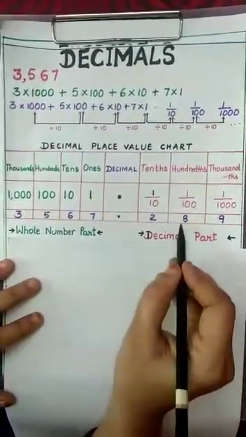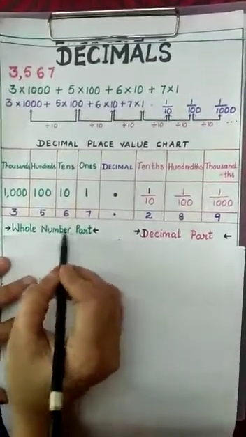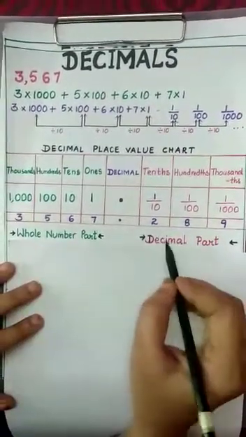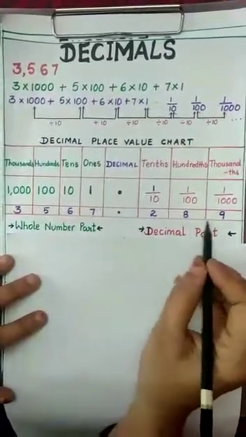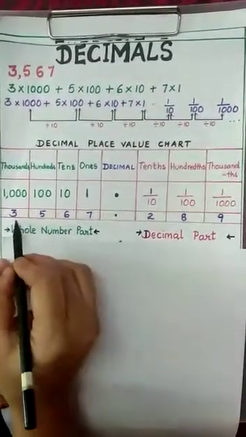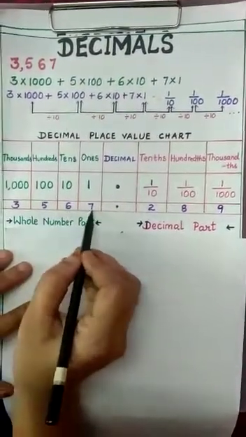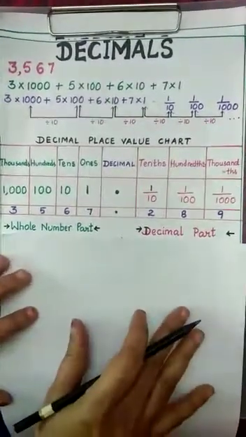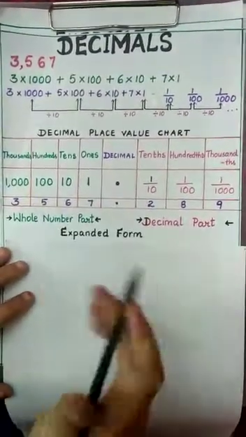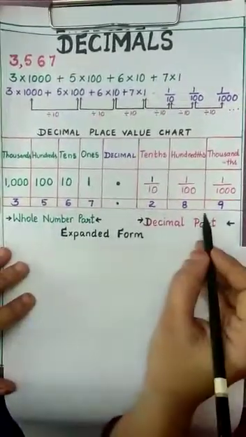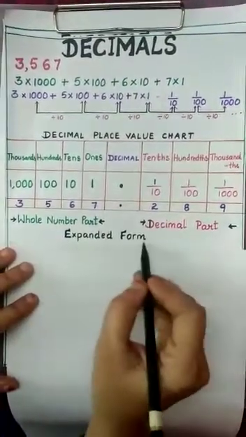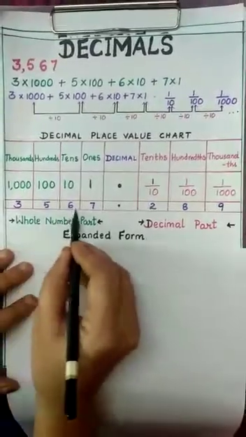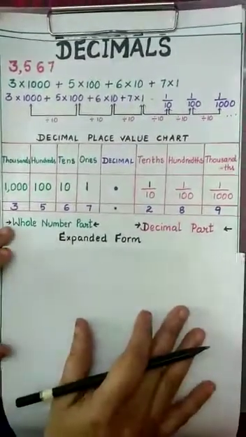When you are reading any decimal number, the whole number part we have to read completely, and the decimal part we have to read individually, digit by digit. Now let us see. 3567.289. This is the way of reading. Now let us write the expanded form of this number. Expanded form is nothing but the sum of the place values of the digits in the decimal number.